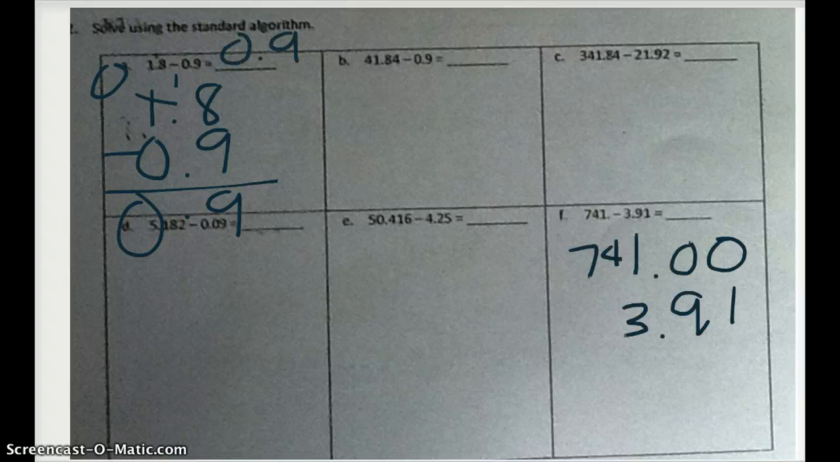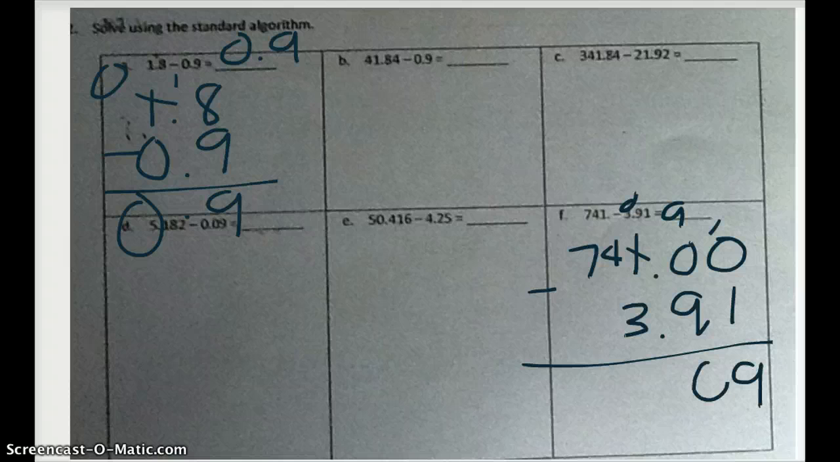I'm going to do F. You need to remember that 741, there's always a decimal after that one spot. And so I lined up my numbers, and then I'm going to subtract. I'm going to borrow from the 4. To get 737 9/10 would be my answer.